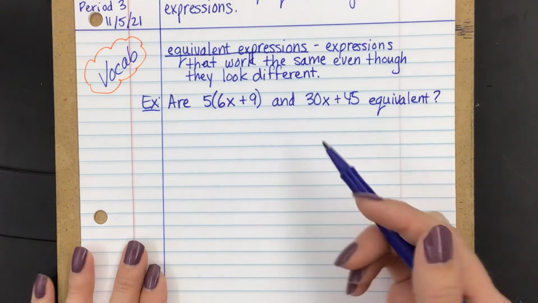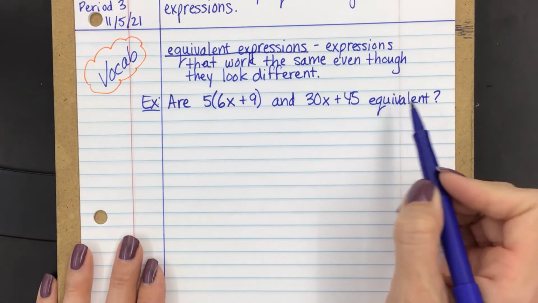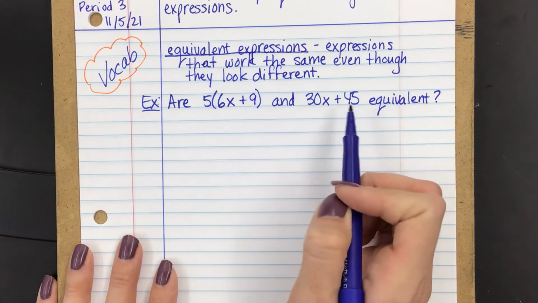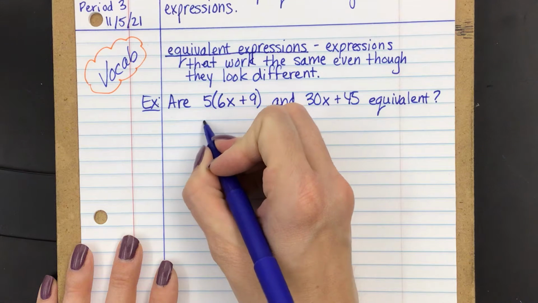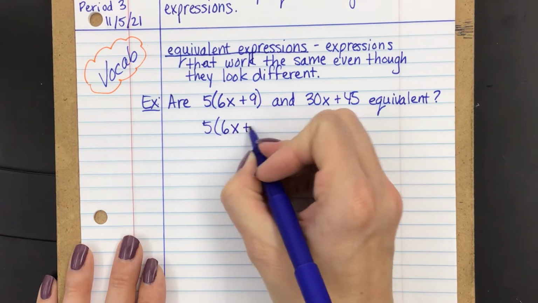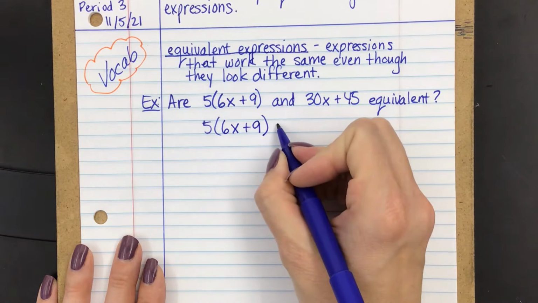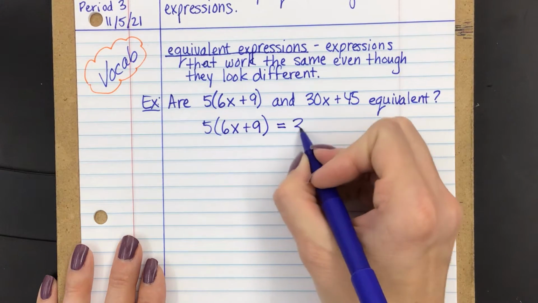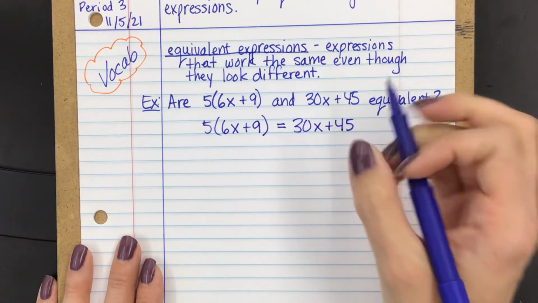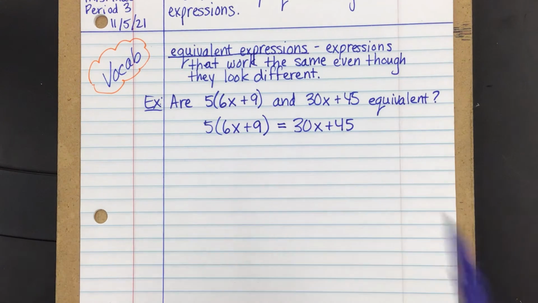Well, equivalent is just a fancy word for they're equal. So I'm going to take each of these expressions and set them equal to each other. So I'm going to say 5 times 6x plus 9 is equal to 30x plus 45. So basically, if this is true, the expressions are equivalent. If this is not true, then they're not equivalent.